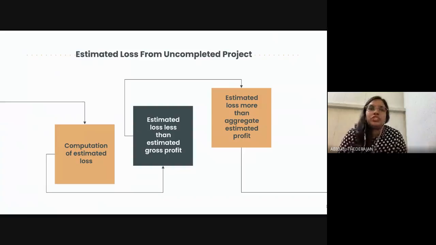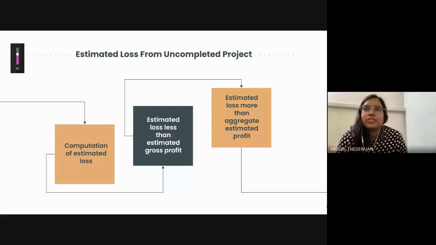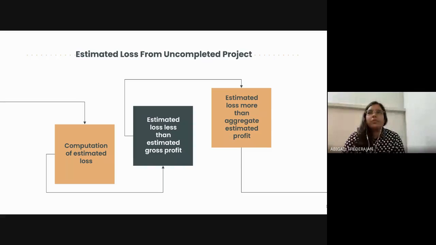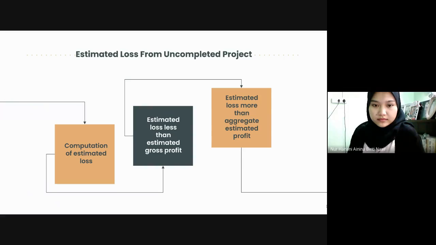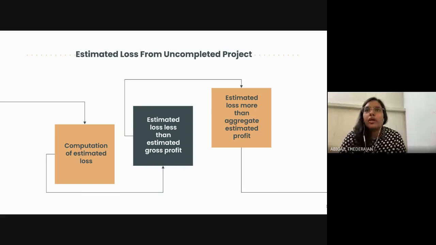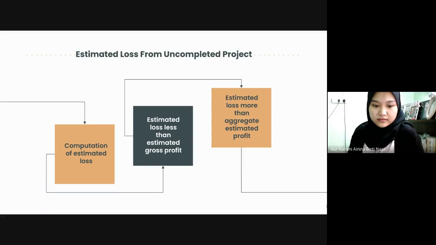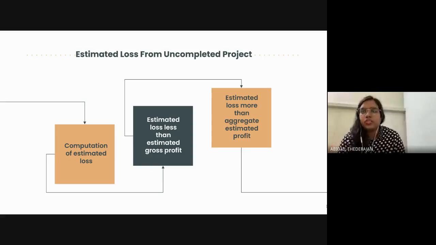I'll be presenting on the next part, which is the estimated loss of uncompleted project. Just now, as we saw, we were looking at the profit, when the project is being processed, the estimated profit from the project. Now in the estimated loss of uncompleted project, there are three things that we will look into. First, the computation of estimated loss. For this, we will use back the same formula, which is A over B times C. But in this, we will replace the total estimated gross profit with the total estimated loss for the project.